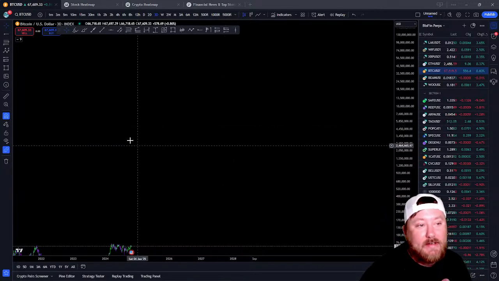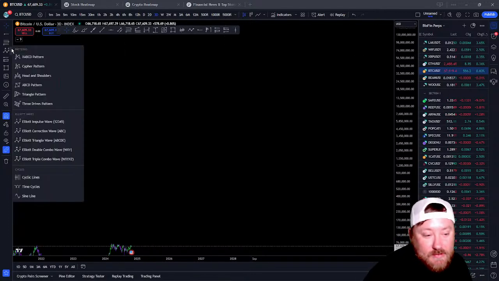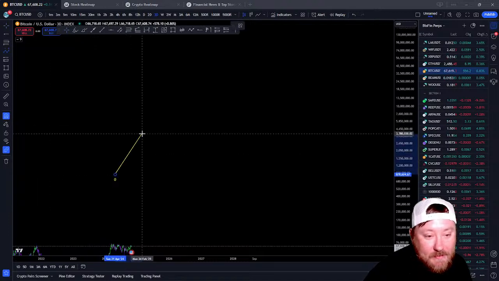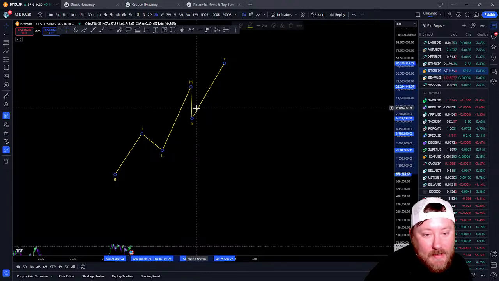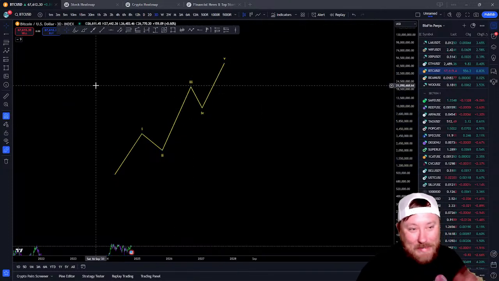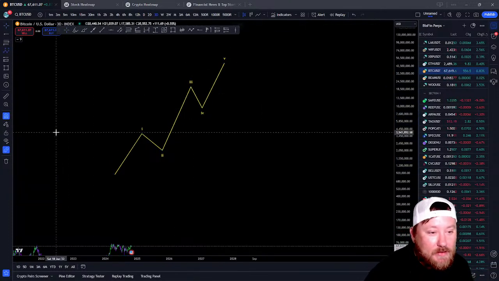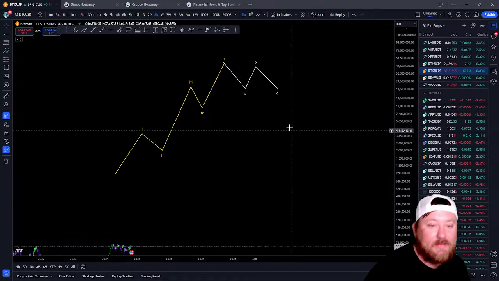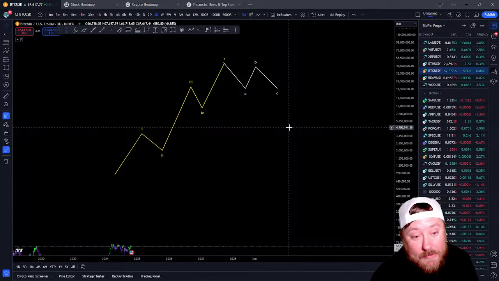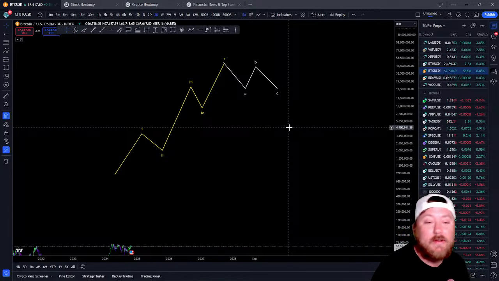That's basically your foundations for Elliott wave theory. There's not much more to it than that. That's your basic foundations. Don't really need much else. You've got your 1, 2, 3, 4, 5, and your ABCs. Now, there's a lot more to it, of course.